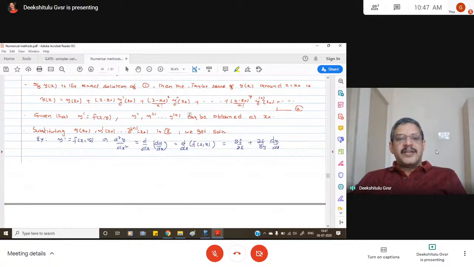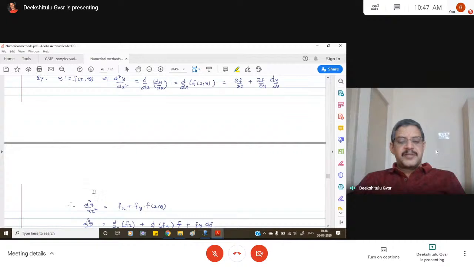We have to derive the expressions for y double dash, y triple dash, and so on from the given differential equation y dash is equal to f of x, y. If y dash is equal to f of x, y, then what is y double dash? That is d square y by dx square, which is d by dx of dy by dx, which is d by dx of f, since dy by dx is equal to f of x, y. So d by dx of f of x, y is dou f by dou x plus dou f by dou y into dy by dx. This is the standard result, using the total derivative concept.